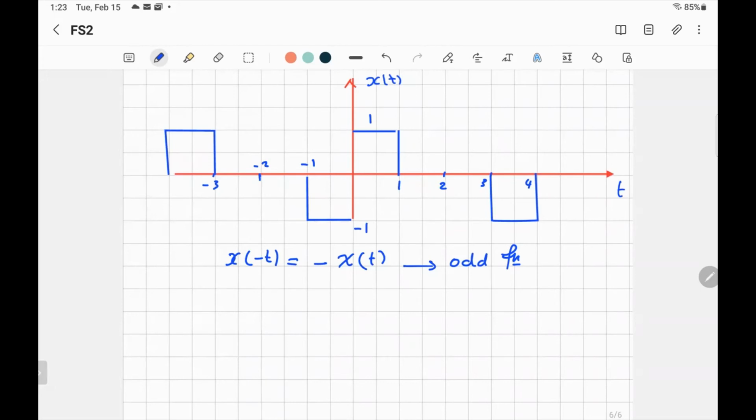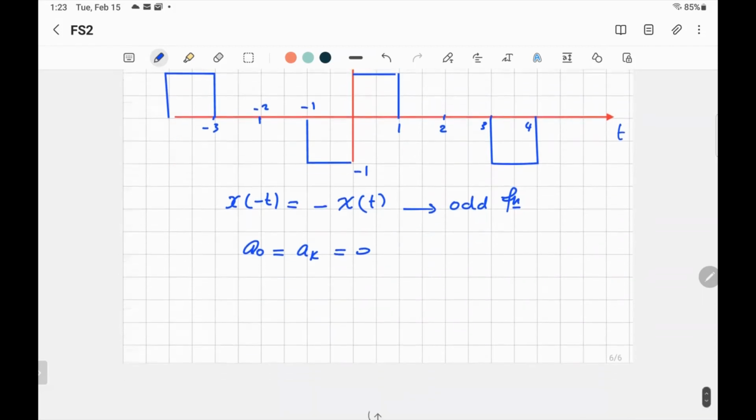I have a table that has general form, even, odd. When it's odd, A0 and AK equal 0. Oh, so you have only to do one calculation. So it saved 2/3 of time, because you would otherwise make the calculation for A0, for AK, for BK. Now you're not making A0 or AK, you're only making BK. So that's the first question. Now I have to find BK.